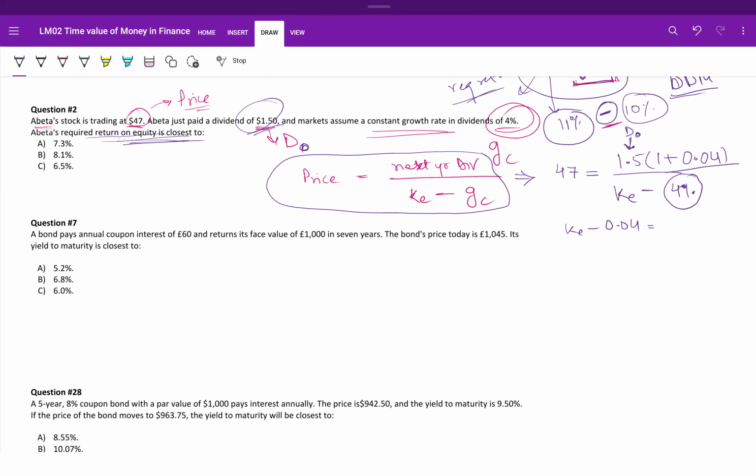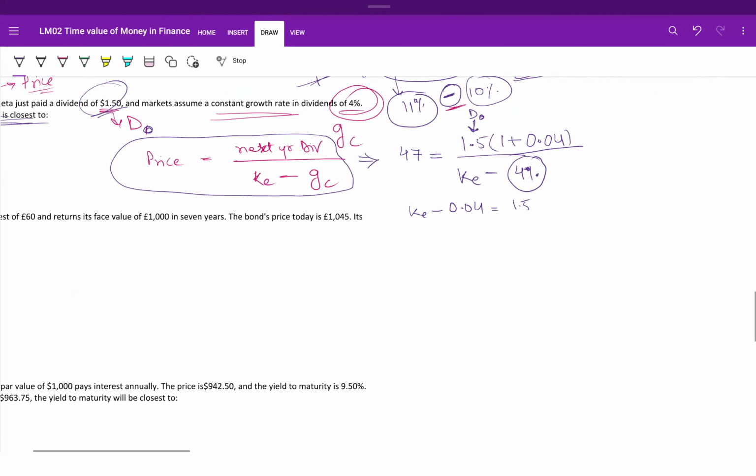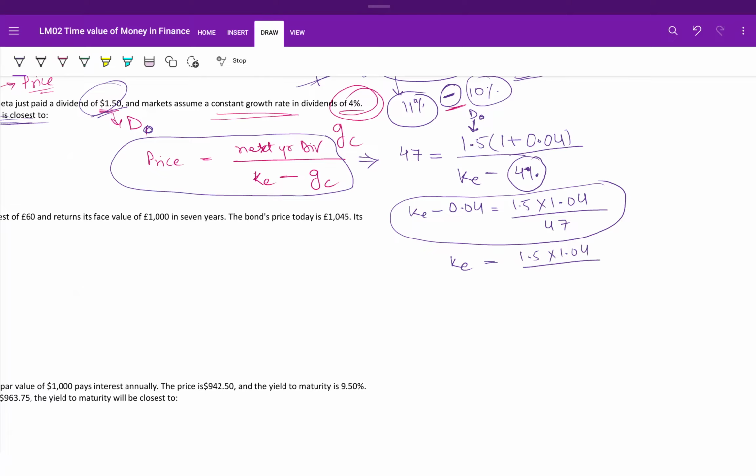We take 1.5 into 1.04 divided by 47. And at the end, when we actually have to calculate cost of equity, 1.5 into 1.04 divided by 47, we add back 0.04 here.